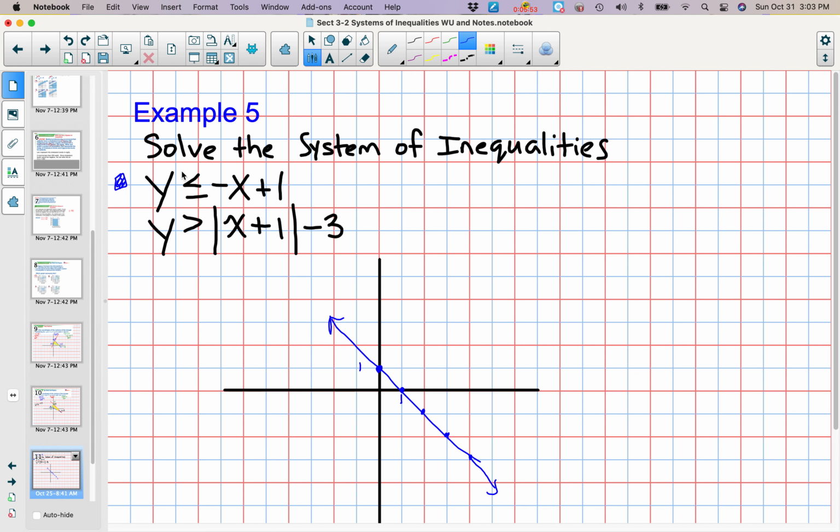And we're going to shade below the line. So this is telling me below. So I'd be shading on this side. This inequality, the absolute value inequality, remember, as soon as you see this, you should think V-shaped.